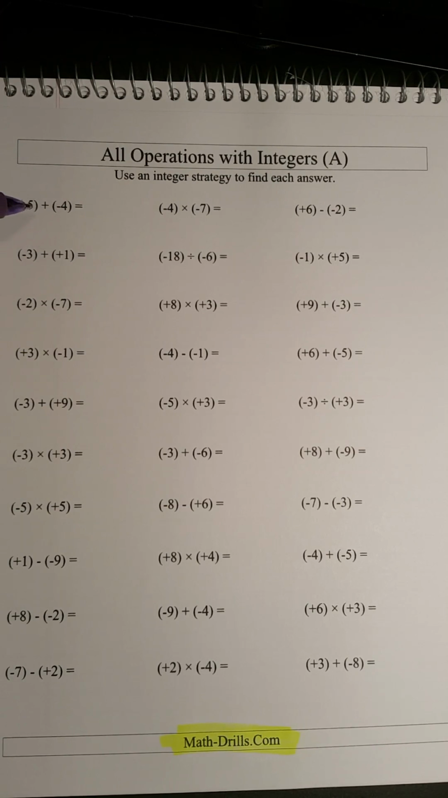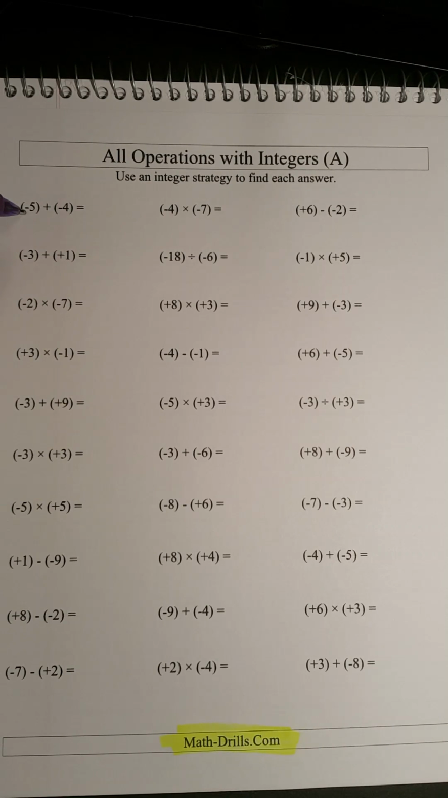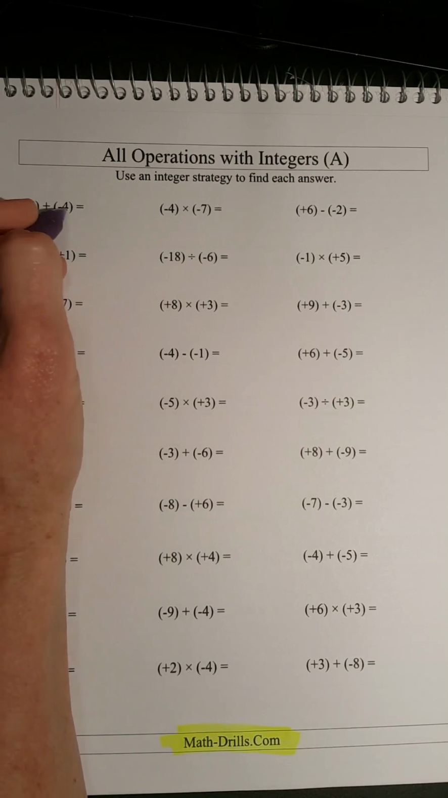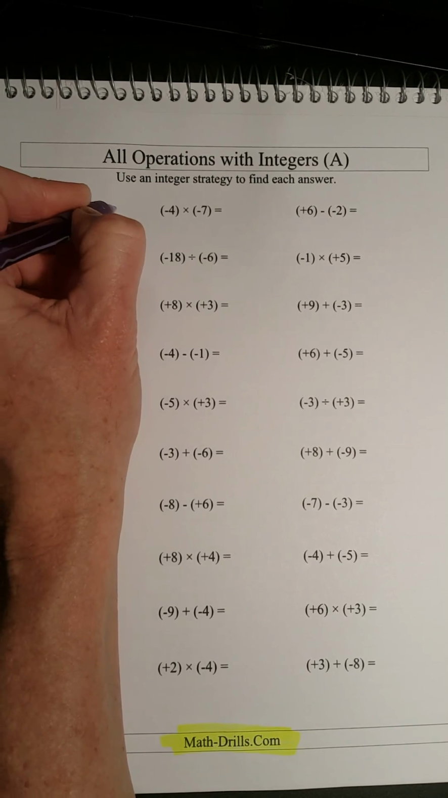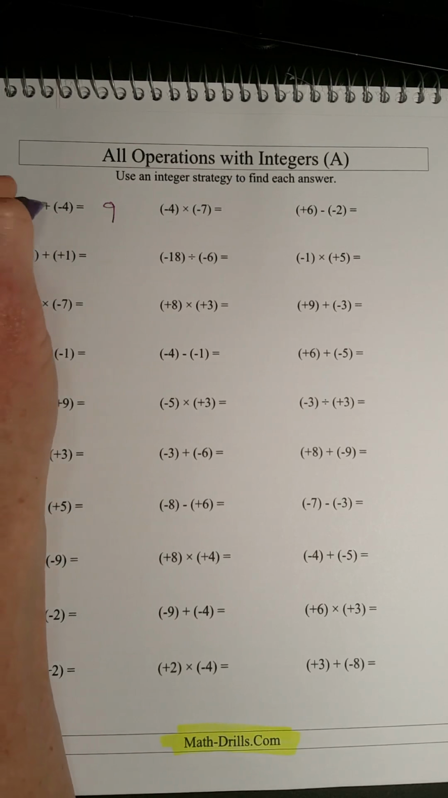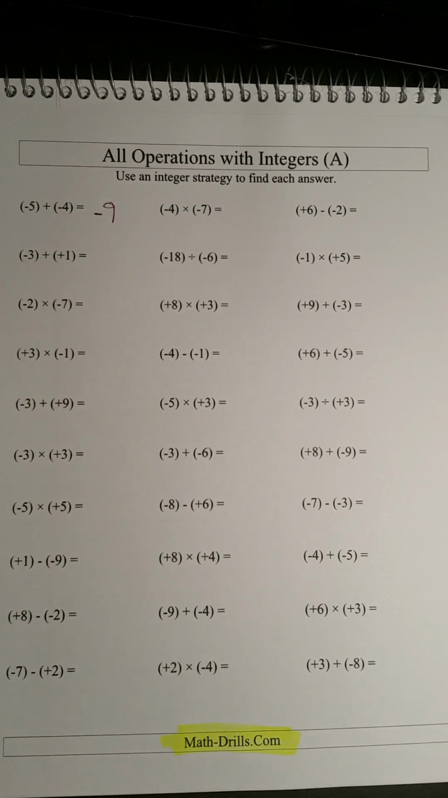So let's start with this one at the top. We're gonna do a plus. So we have same signs, add, keep the sign. So 5 and 4 is 9, and they're both negative, so it needs to be a negative.